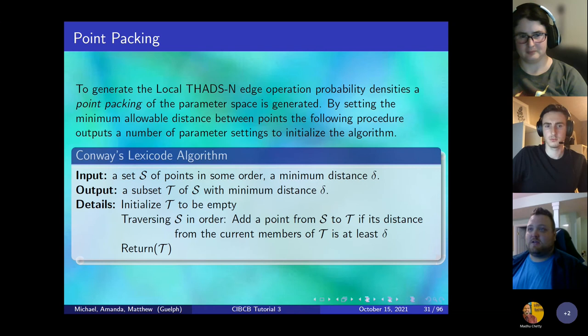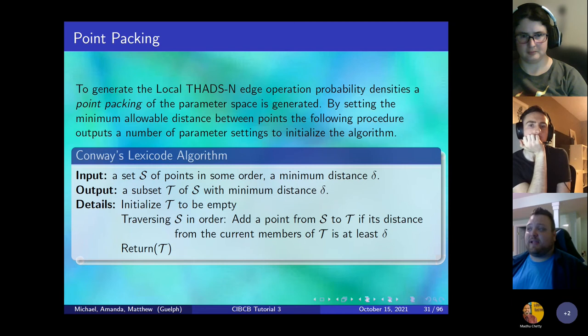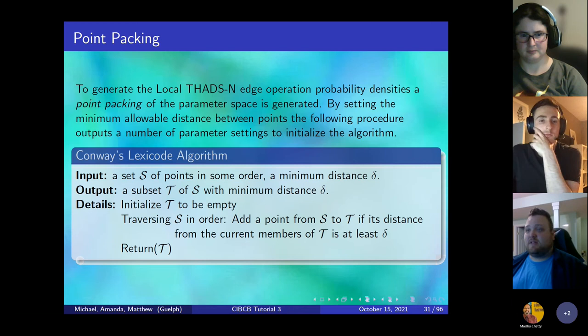So, to generate the initial edge operation probability densities, a point packing of the parameter space is generated. By setting the minimum allowable distance between points, the following procedure outputs a number of parameter settings used to initialize the algorithm. This is known as Conway's Lexicode algorithm. As input is a set S of points in some order and a minimum distance delta. Output is a subset T of S with minimum distance delta.